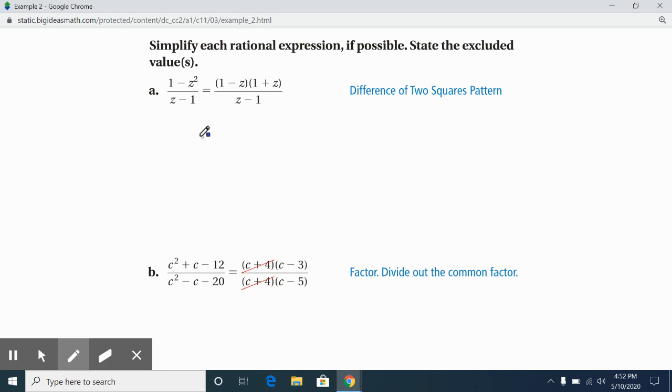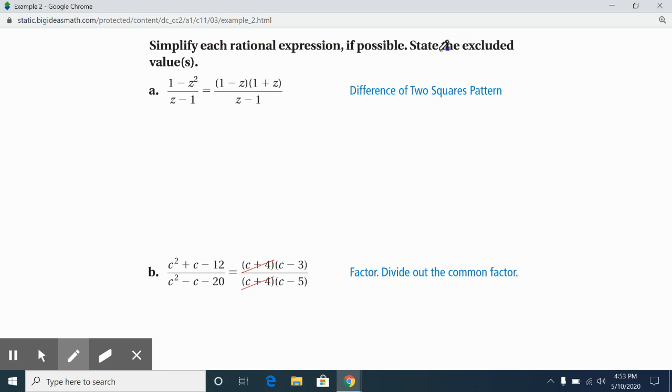Okay, so if you remember back to the factoring, when we saw something like this, 1 minus z squared, technically 1 and z squared both have a perfect square. So what we can do is use the difference of two squares pattern, like we talked about before, and we can write two binomials, 1 minus z and 1 plus z. All right, so we factored now.